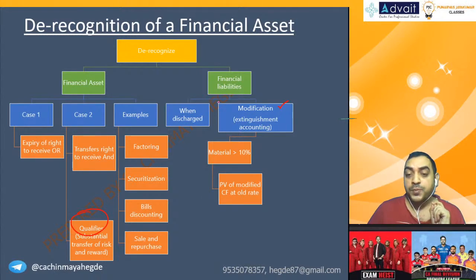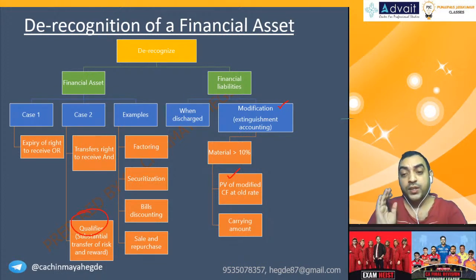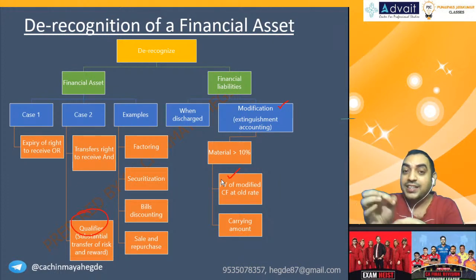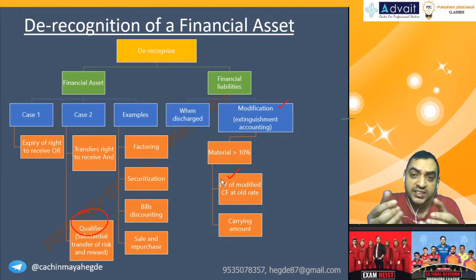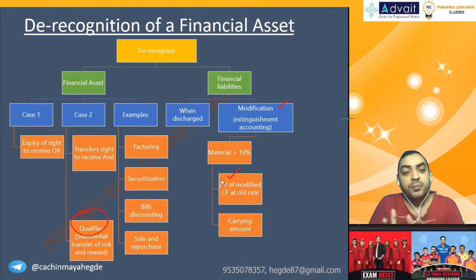The computation is the present value of modified cash flows at the old rate, compared with the carrying amount. You have one book value, the amortized cost. You compare that with the new, modified cash flows, but the discounting rate should be the old rate. You understand, right? New cash flow, modified cash flow, but the discounting rate is the old rate. You get one present value and compare it with the carrying amount. If the difference is more than 10%, then it is material and extinguishment accounting applies. If the difference is less than 10%, it is not material.